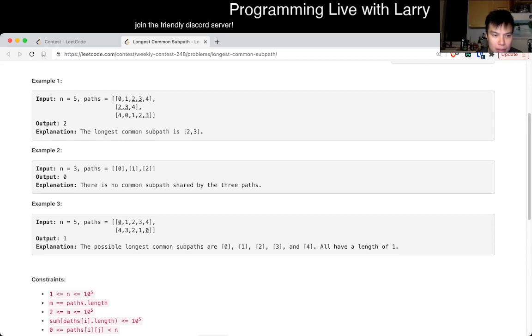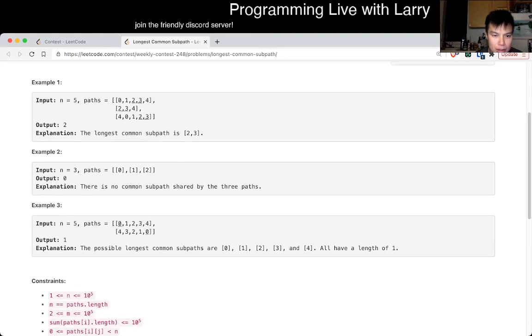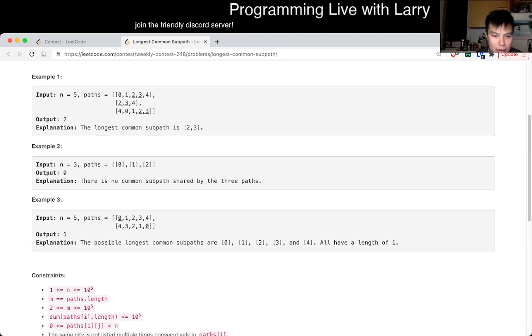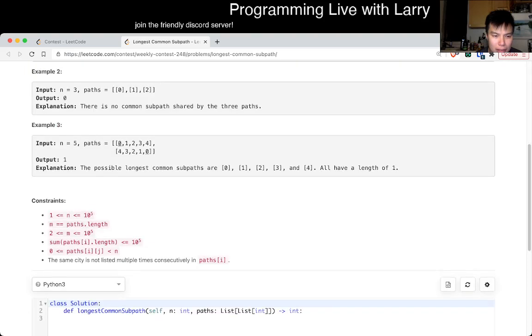N is the number of cities. How many paths are there? There are a lot of paths. Some of the paths, okay.